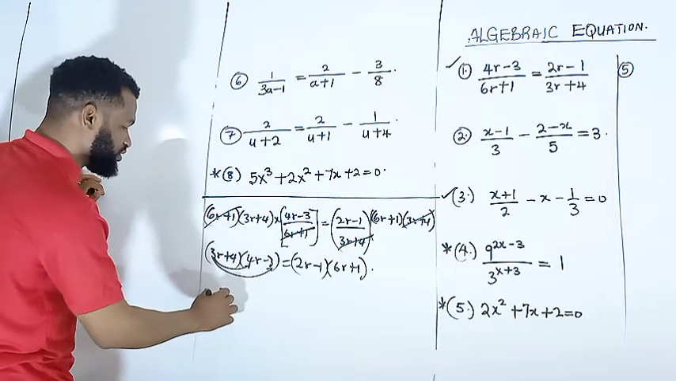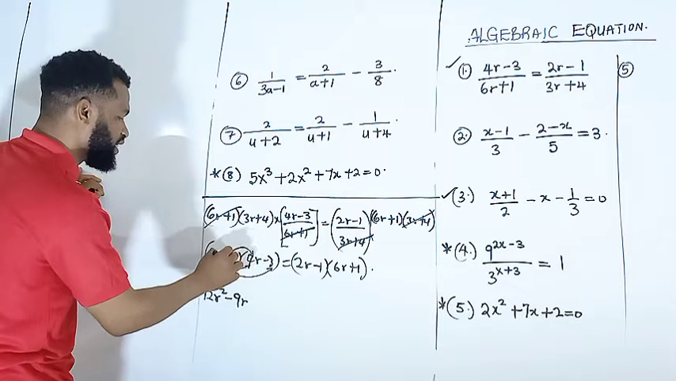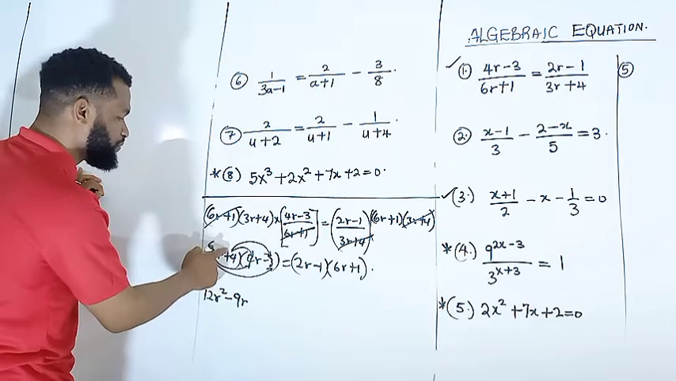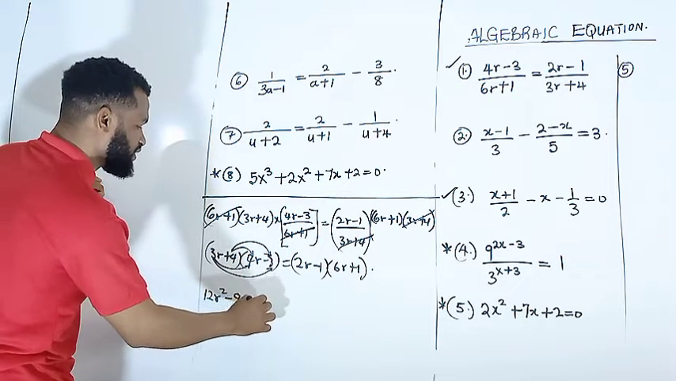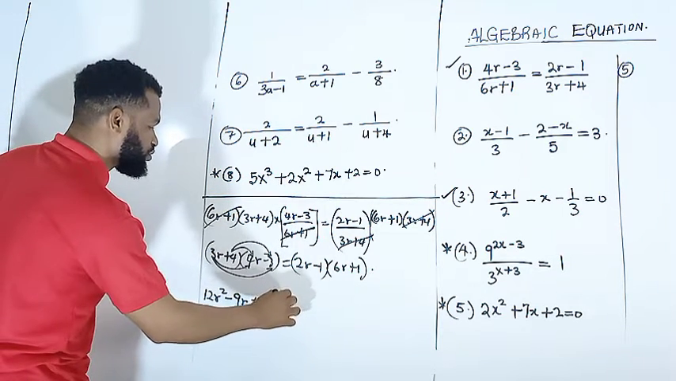3r times minus 3 is going to be minus 9r. So this 4 will multiply this, and this 4 will also multiply this. 4 times 4r is going to be plus 16r. 4 times minus 3 is going to be minus 12.